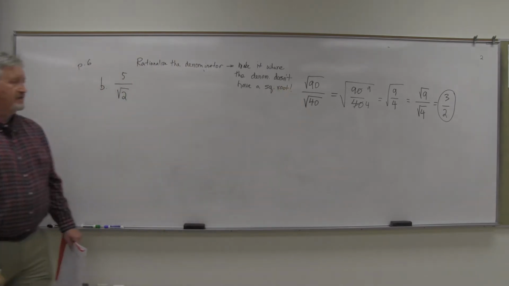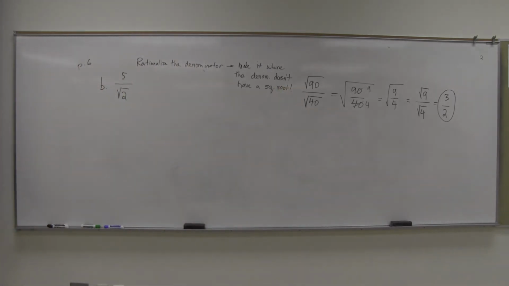So rationalizing the denominator, there's a couple of problems where that's the instruction. Rationalize the denominator. What does that mean? Make it where the denominator doesn't have a square root. And sometimes it might even be that the denominator goes away, but I don't think so on this one. You'll see what happens. Well, how do I do this on one, where it's kind of just one thing on the bottom? What do I do in such a case as that?